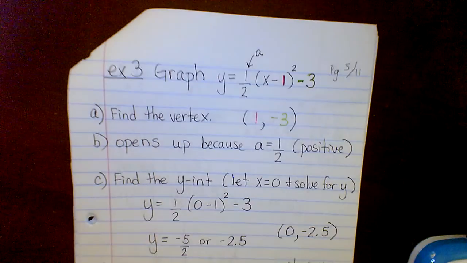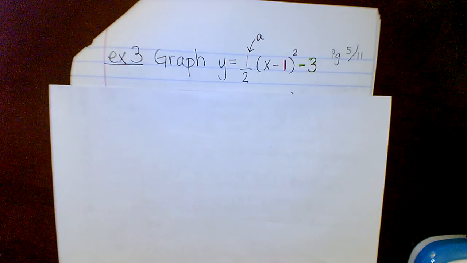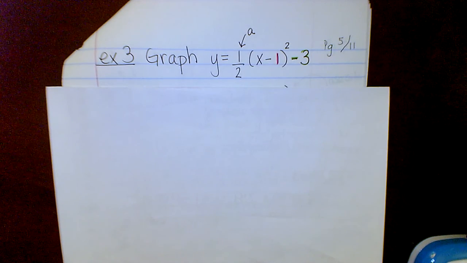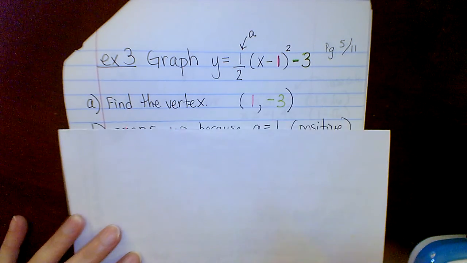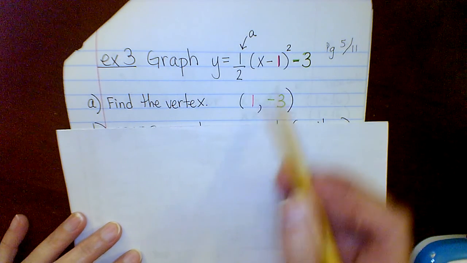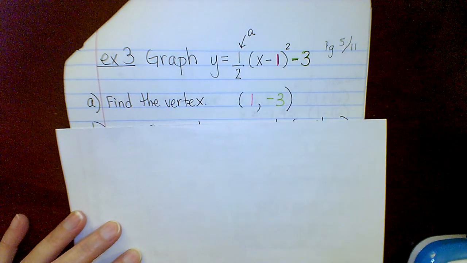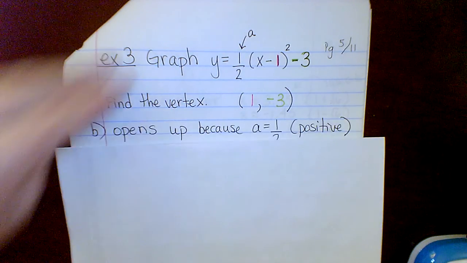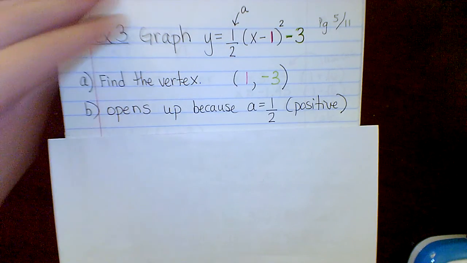Okay, so let's look at another one that's in this form. From this form, we can immediately read off the vertex, and we can know immediately which way it opens. The vertex is, remember, change the sign, leave the sign. So +1, -3. A is a +1/2, so it opens upward.